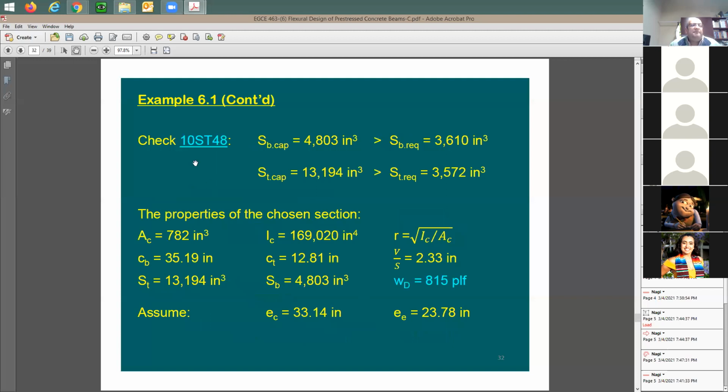We picked a single T. It's called 10ST48. And here are the properties of this section. You see, this is the needed, the required, and this is the provided. You see the provided here is going to be a lot compared to this. You need 36, we give you here 48. You need 35, we give you here 13,000. So you have enough.